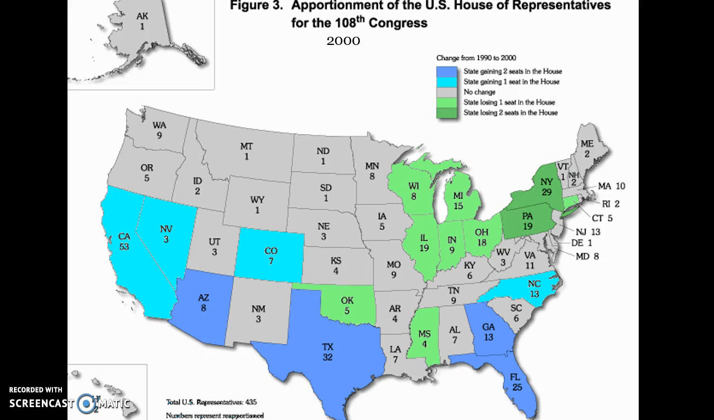So the states in green are the states whose population has gone down. So they've lost votes in Congress. They've lost votes in the House of Representatives. Illinois, you'll see, actually went down another one since this map has been drawn. And states in blue have gained seats. So Texas gained 2, California gained 1.